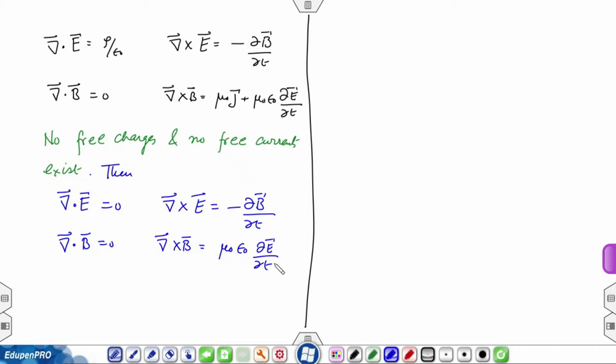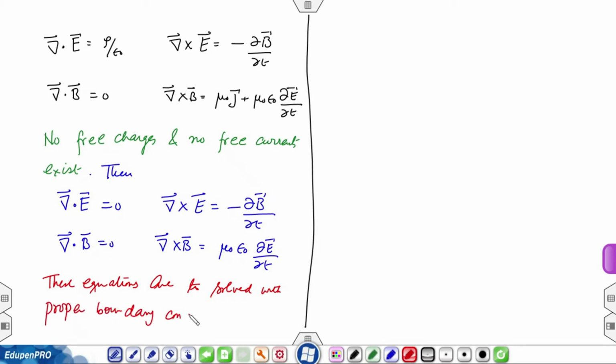You may ask, if there are no free charges or free currents, how do these fields arise? So, then these equations are to be solved with proper boundary conditions, right. Just like if I have the Laplace's equation del square phi equals 0, it does not mean that phi is 0, because there is some boundary condition. Similarly, E and B will exist with some boundary condition. At boundaries, the fields exist because of some sources.